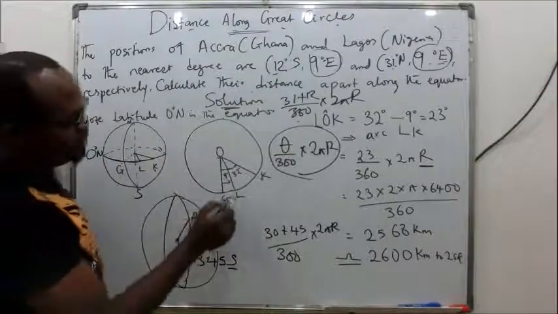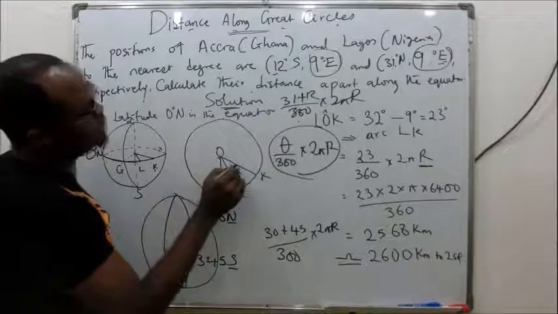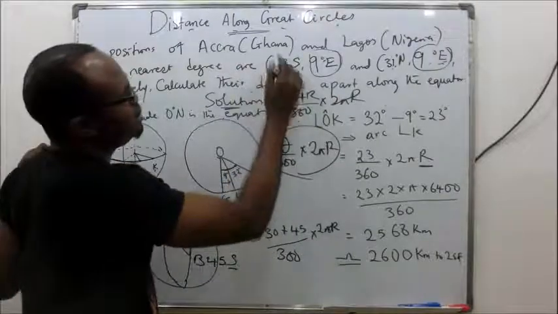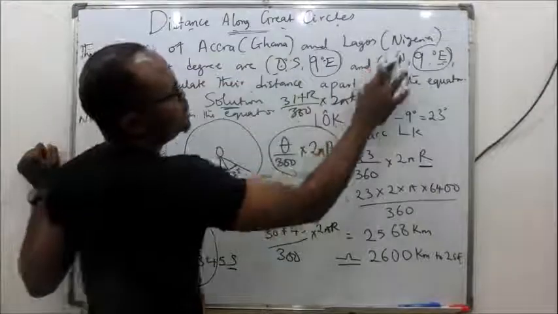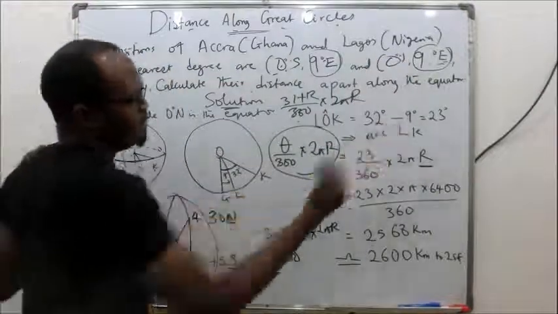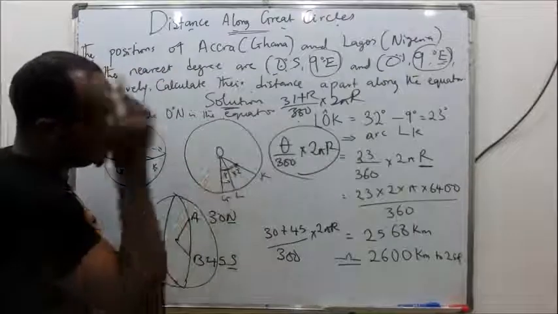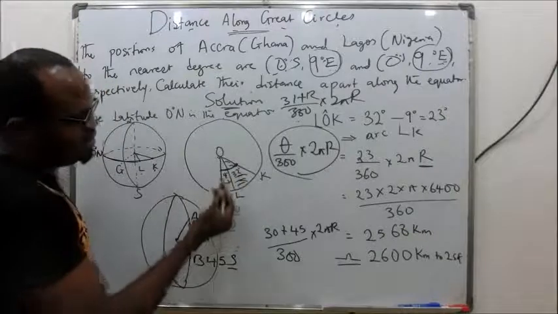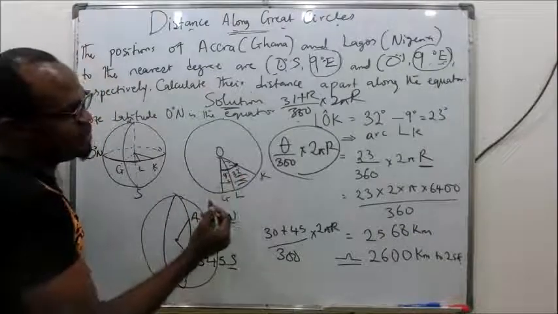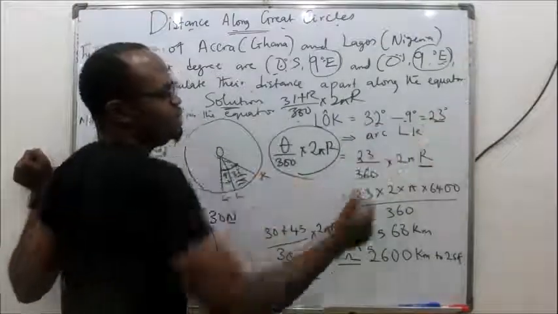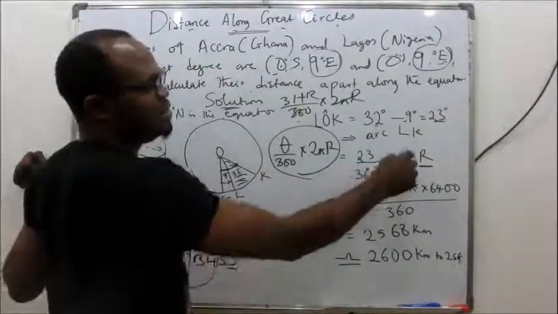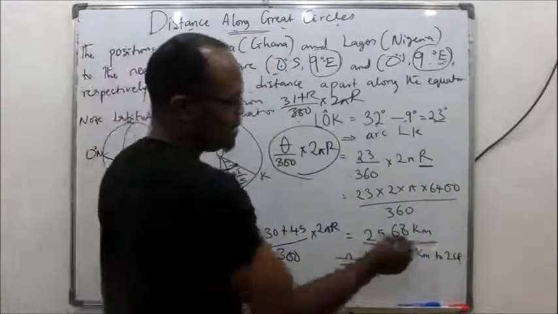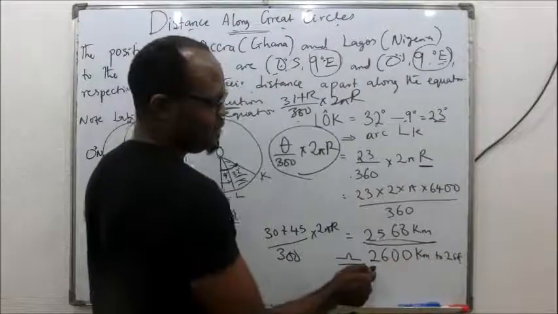Now, you're given that the first one, GK, is 32. Oh, I've already cleaned this up. I had 0 here and 0 here. So from here to here, it's 32, whereas from here to here is 9. So what would be this remaining place? You'll see that it's going to be 32 minus 9, which gives 23. So the 23 all over 360 times 2 pi r. Solving down gives me this many kilometers. So this is the distance. If I approximate to two significant figures, I get this.